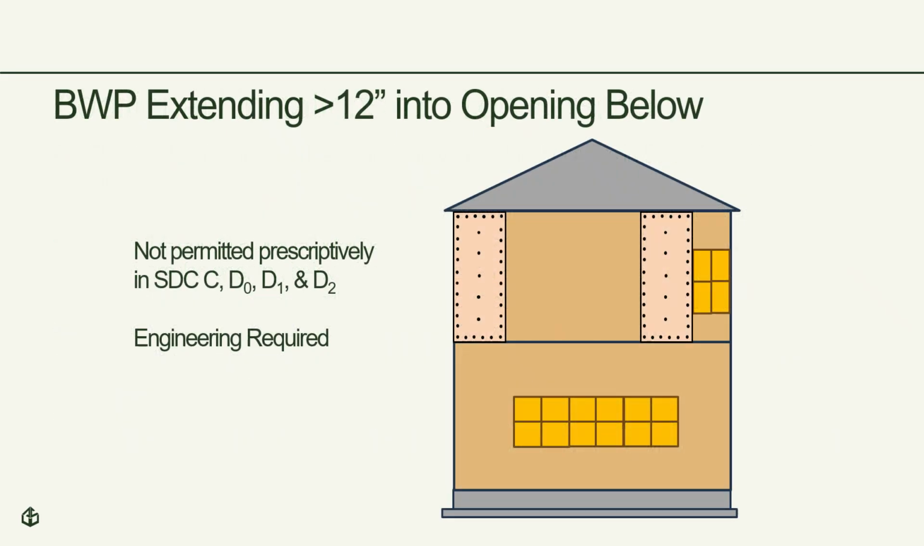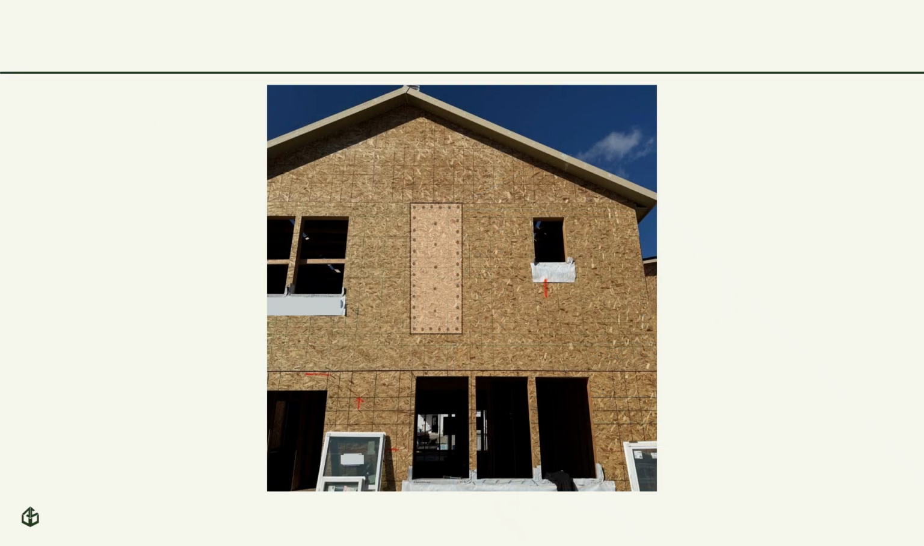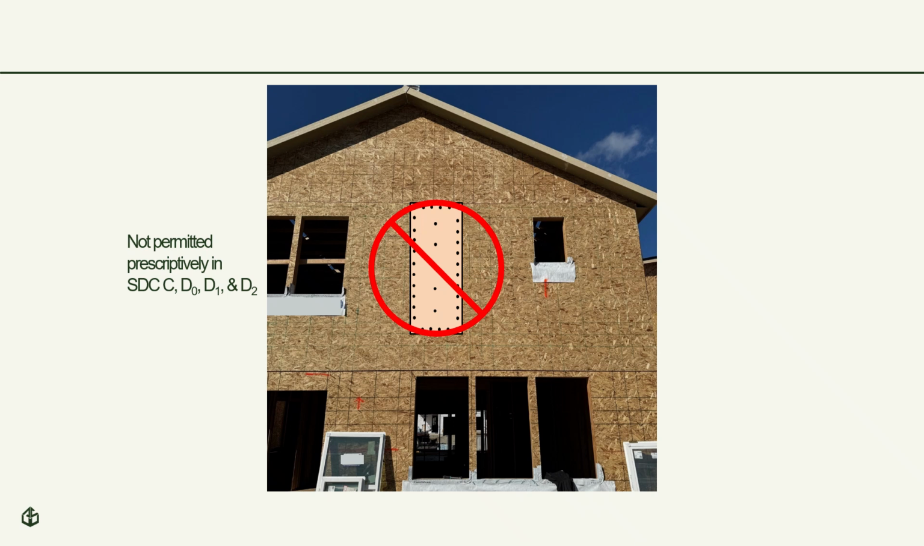Here's an illustration of that limitation. Similarly, because it's outside of the prescriptive provisions, in order to have the brace wall panel extend more than a foot over that opening below, engineering would be required. And here's another illustration. So this location for the brace wall panel would not be permitted, but maybe there's a simple fix.